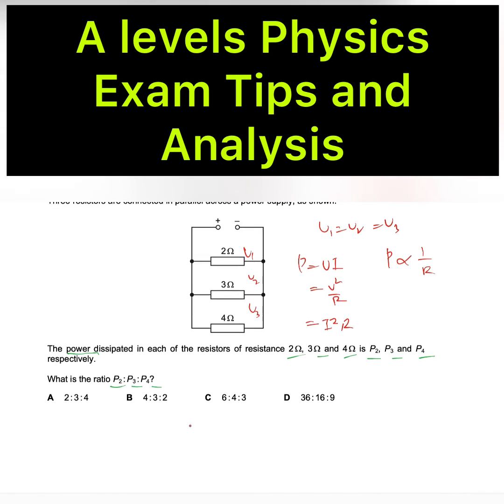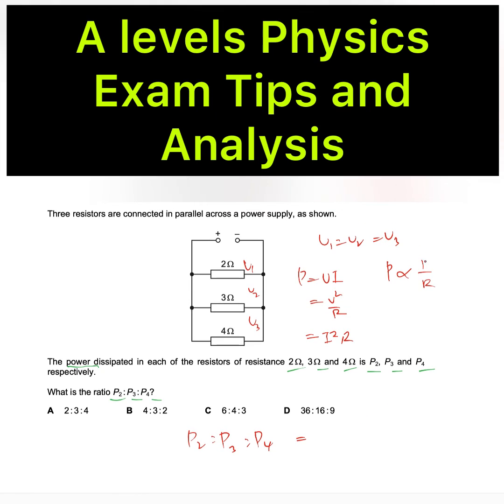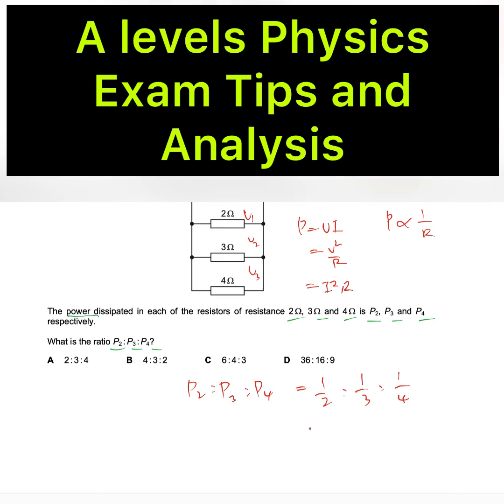So when you're finding the ratio of P2, P3 to P4, it will be the inversely proportional ratio of the resistance. So for number 1 is 2, so it's 1 over 2 to 1 over 3 and then to 1 over 4. Then, when we want to convert this to integers, you have to multiply by the LCM. What is the LCM for 2, 3, 4? It will be 12. You have to multiply by 12 for every one of them.